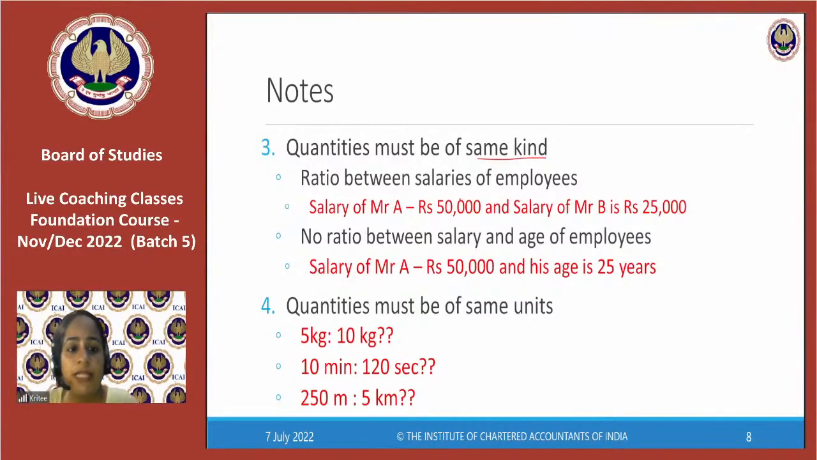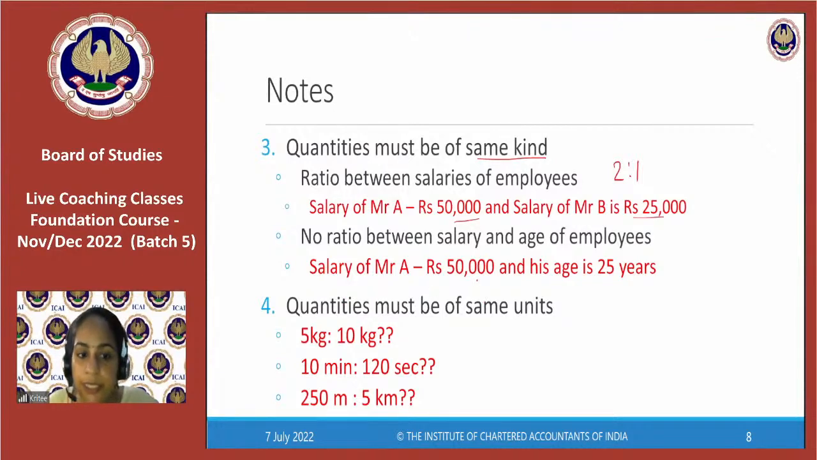So, ratio between salaries of employees, this is one example. Salary of A can be compared with salary of B. So A is earning twice as much as B. Makes sense. But if I am saying my age is 25 years and I'm earning a salary of 50,000, there is no such good relation between them. We cannot compare. So basically ratios are calculated for comparison purposes. There is no such ratio if the quantities are not of the same kind. Right? So yes, that is one part.